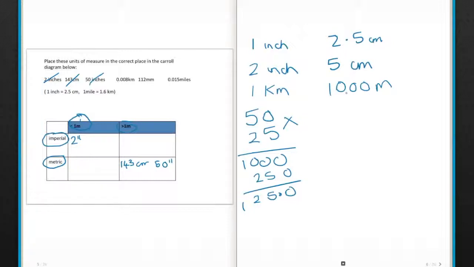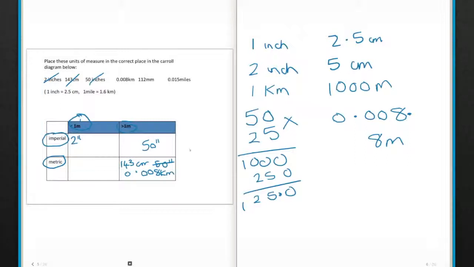So if I times 0.008 by 1,000, 1, 2, 3. That would give me 8 metres, which is bigger than a metre. And it's metric. Oh, sorry, I've written my 50 inches in the metric, haven't I? That should go up here, sorry about that. Right, 0.008 kilometres.